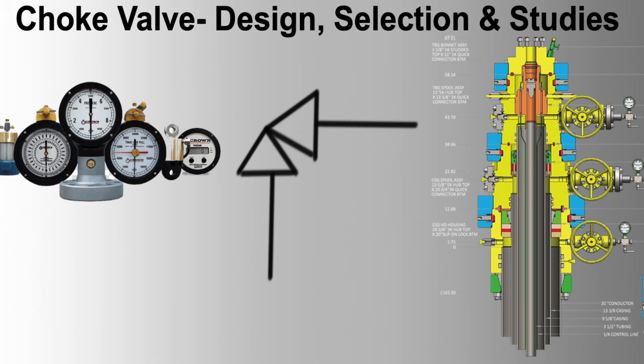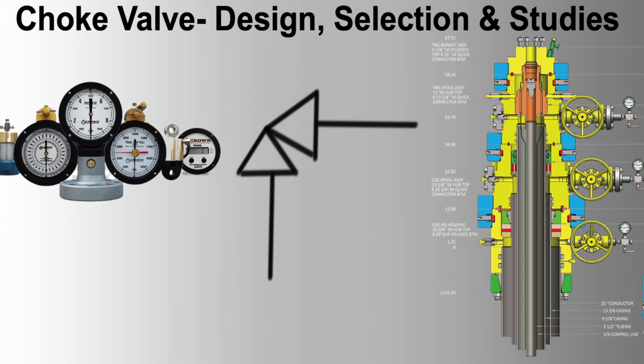Materials: select materials that can withstand the corrosive and erosive nature of produced fluids. Common materials include stainless steel, Inconel, and Hastelloy. 2. Control system. Feedback loop. Implement a robust feedback loop with high-precision pressure sensors to provide real-time data to the control system. Actuators. Use reliable actuators that can precisely adjust the valve position. Pneumatic, hydraulic, or electric actuators can be used based on the application.